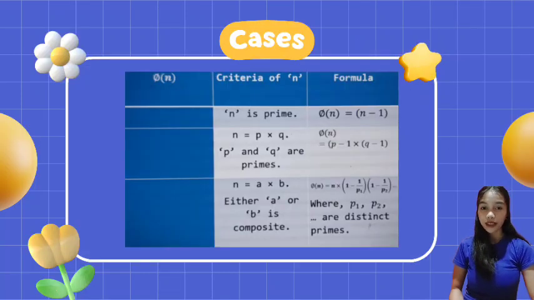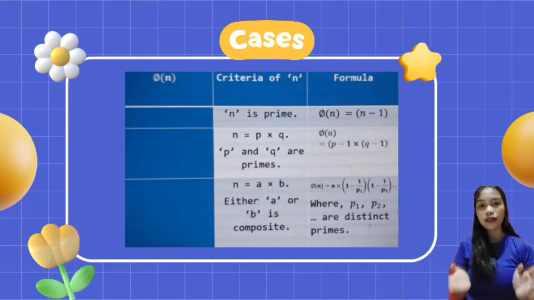Case number 1. If n is a prime number, all you have to do is subtract 1 from it. So phi of n is equal to n minus 1. Case number 2. If n is a composite number, so that n is equal to p times q, remember that p and q must be prime numbers. The formula that we will be using is phi of n is equal to the quantity of p minus 1 times the quantity of q minus 1.